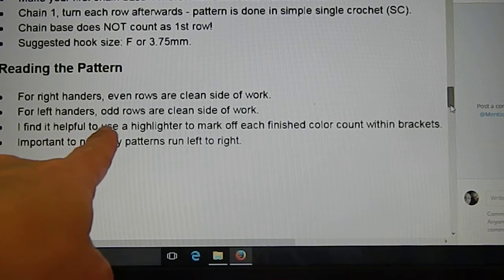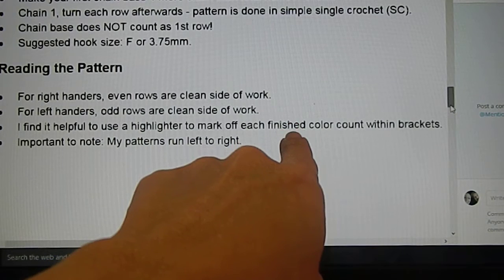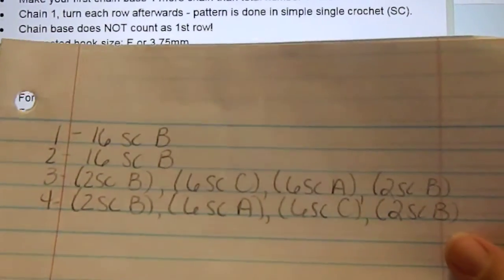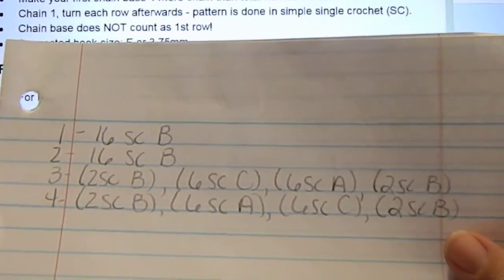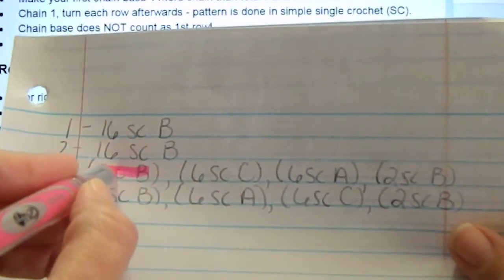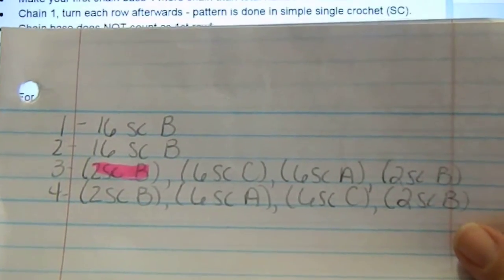She also says, I find it helpful to use a highlighter to mark off each finished color count within brackets. I did just write this down so that I could show you for video. Let's say I'm on row 3. I've done my 2 single crochets of B, so I'm just going to take my highlighter and mark through that. That means that's finished. I can move on to my next one.